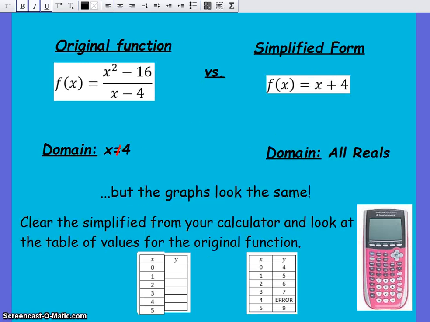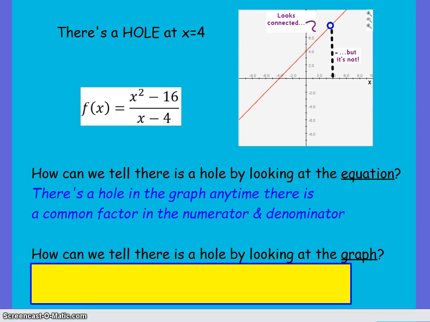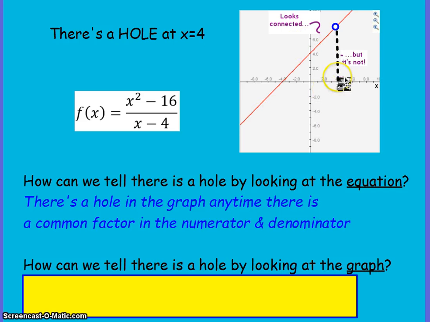Okay? So going back, how can we tell when there is a hole in the graph? By looking just at the equation. There's a hole anytime that when we factor our equation, there's a common factor that can be canceled out in the top and the bottom. How about if we were just looking at the graph? How could we tell if there's a hole in the graph? Well, actually, it's harder by just looking at the graph, because when you graph the function on your calculator, it will actually appear like the graph is connected, but it's not.